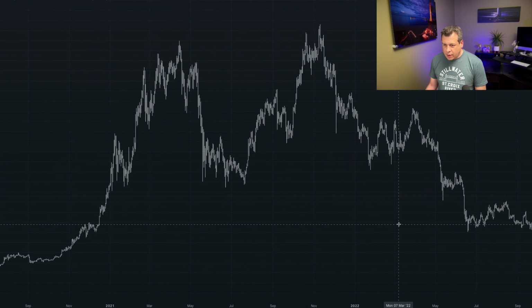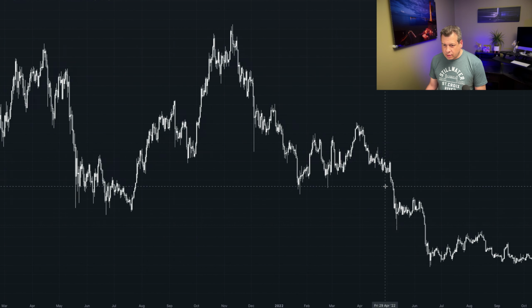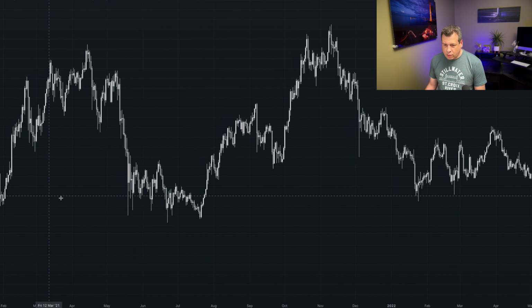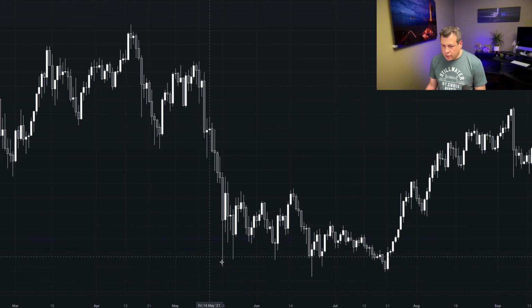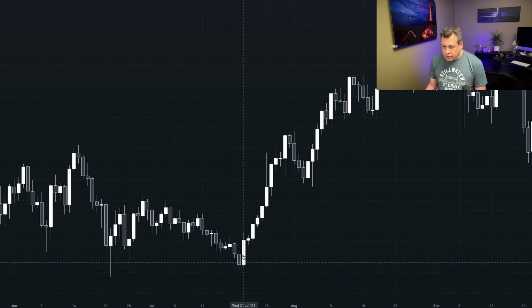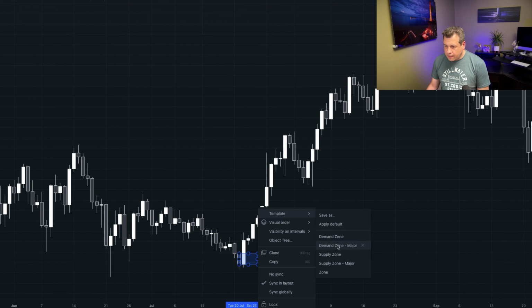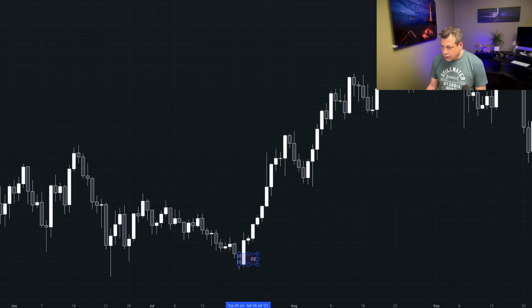And so if we zoom out, let's find another significant level. So if we go over here, for example, one of the things I look for is a lot of wicks. So we see all the wicks here. And then here we finally had our significant move up. So what I would do for this level is take those candle bodies right there, and I would call this a major demand zone.